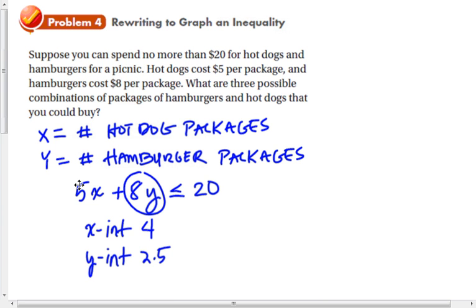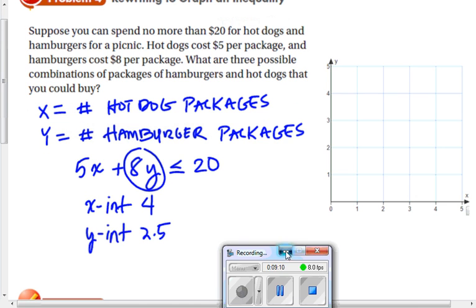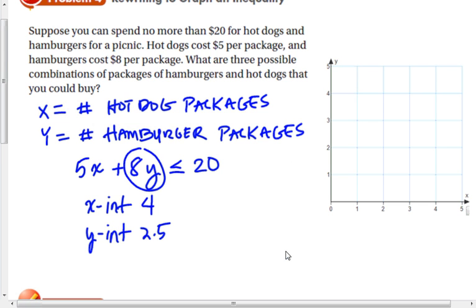What the intercepts really mean is if you don't buy any hamburgers, how many hot dogs could you buy? If you don't buy any hot dogs, how many hamburgers could you buy? So I'm going to go ahead and graph this now. All right, so here's my graph. Now my x-intercept is 4, and that is the number of hot dogs I buy down here. And my y-intercept is 2.5, and that's the number of hamburger packages I buy. We know that we have to buy a positive number of packages, so I don't need negative parts of the graph. I only need the first quadrant.